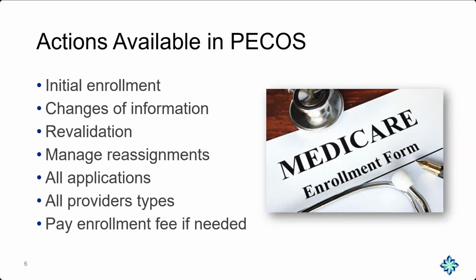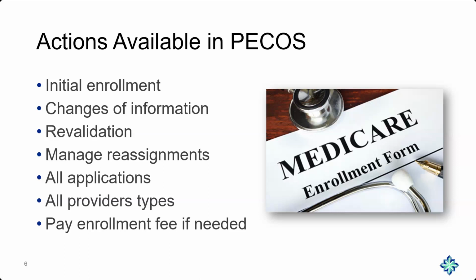So there are multiple actions available in PECOS. Providers are able to do their initial enrollment, whether that is to Medicare or to a particular jurisdictional state. They can submit their initial enrollment applications for that PTAN. They can also make changes to existing enrollment information along with revalidating. And that's that 5-year process where CMS asks providers to re-verify or revalidate all the information currently on their enrollment record. A provider, whether they're an individual or an organization, can manage reassignments here.